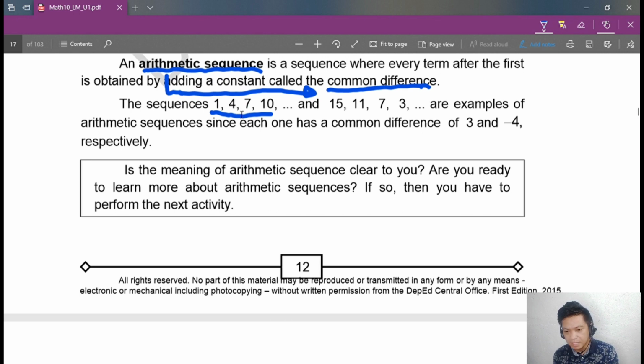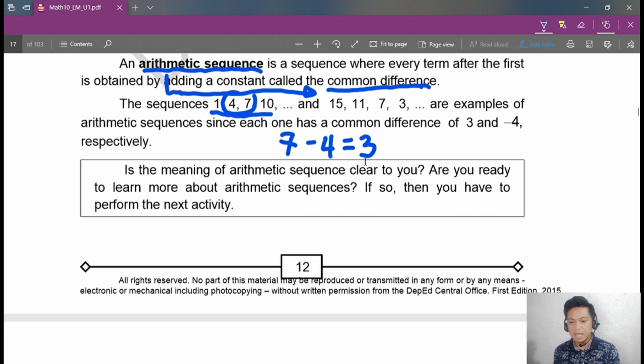So, magpili lang tayo dito ng dalawang magkasunod na terms. Take for instance, ang pinili natin itong 4 and 7. To get the common difference, all you have to do is just write first 7, and that is being subtracted by 4. So, 7 minus 4 is 3. So, our common difference is 3.